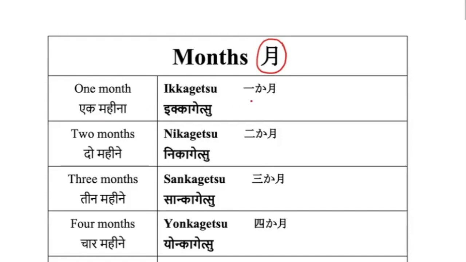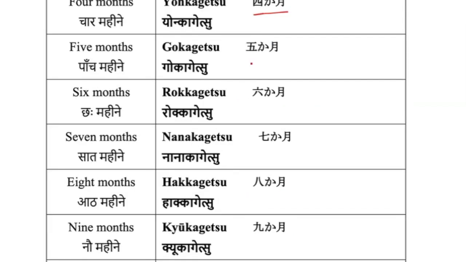For example, 1 month is ikkagetsu. It's an exception. Instead of ichi kagetsu, it's ikkagetsu. 2 months is simple. Ni is 2, so nikagetsu. 3 months, sankagetsu. San is 3, so sankagetsu is 3 months. 4 months, yonkagetsu. Yon is 4, so yonkagetsu is 4 months. 5 months, go kagetsu. Go means 5, so go kagetsu is 5 months. 6 months, rokkagetsu. It's an exception. Instead of rokukagetsu, it's rokkagetsu.